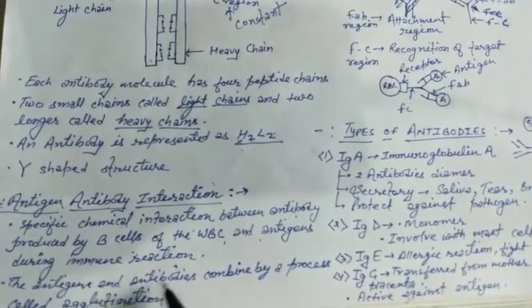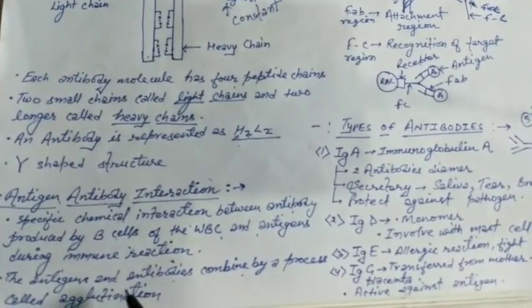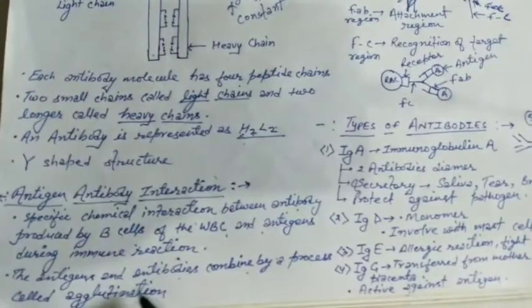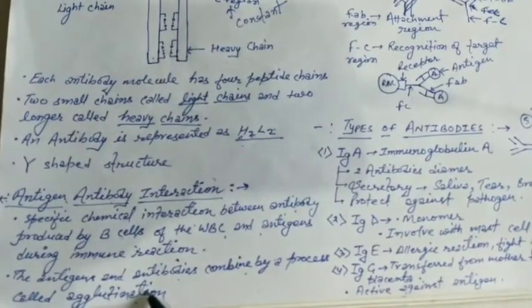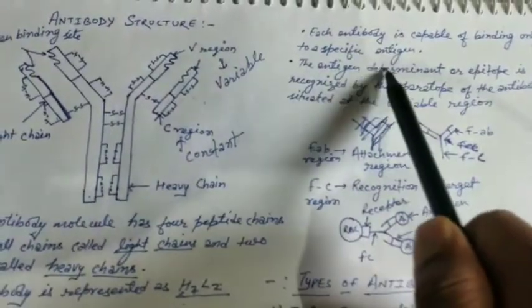The antigen and antibodies combine by a process called agglutination. The process of binding of antigen with a specific antibody is known as agglutination process. Each antibody is capable of binding only to a specific antigen.